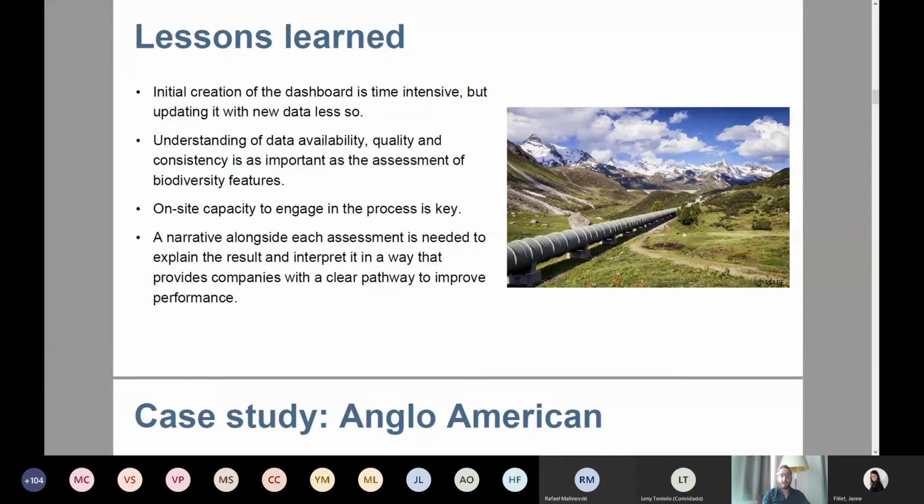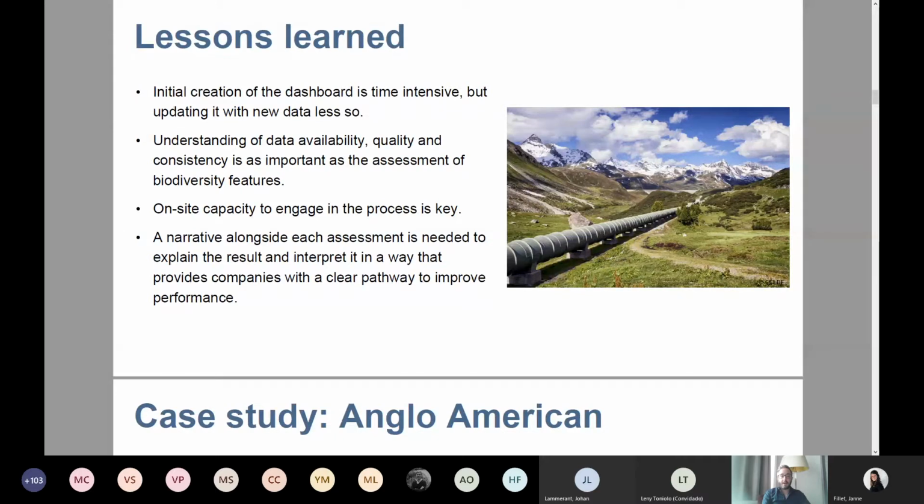There is a key need to understand data availability, quality, and consistency as part of the assessments of biodiversity features during stage 2. And on-site capacity to engage in the process is really key. As part of our piloting process, we've been working with companies with the support of either ourselves or some of our other partners, so Conservation International, Fauna and Flora International, or the Biodiversity Consultancy. But the availability of site level managers to support us is really important to get an accurate picture of what's happening at site.